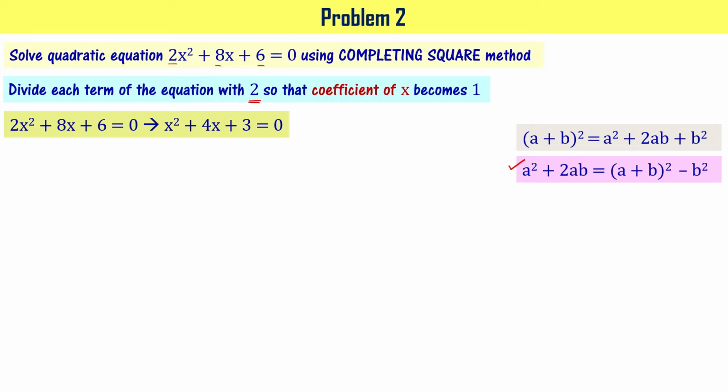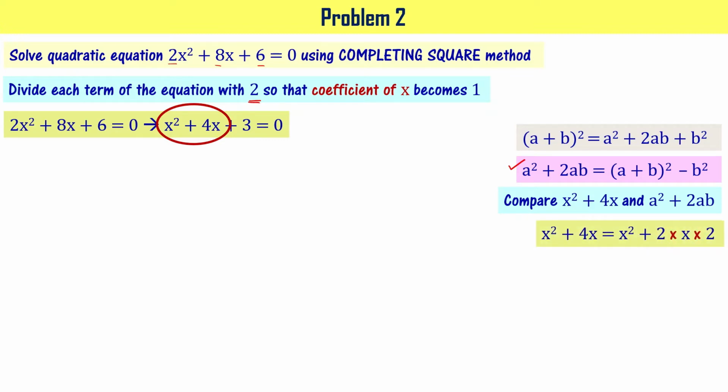So as you see here, let me consider x² + 4x from the original equation given. Now, if I compare x² + 4x with a² + 2ab, what will I get? To do that, let me write x² + 4x as x² + 2 times x times 2. Now you compare this with a² + 2ab. So it looks like a equals x and b equals 2, right?